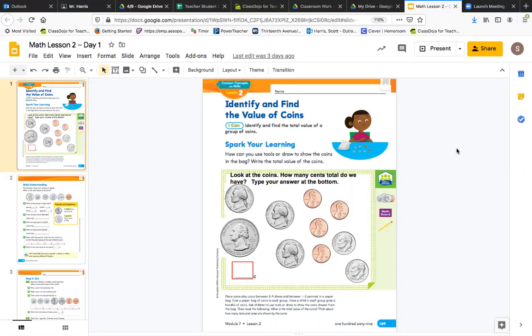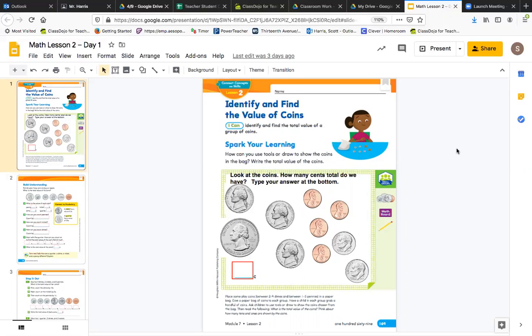All right, we are doing lesson 2, day 1. Today we are learning to identify and find the total value of a group of coins. Often when you're in a store, someone might give you change and they give you a whole handful of coins. So it is important that we are able to quickly look at that money and count it so that we don't get ripped off, right?